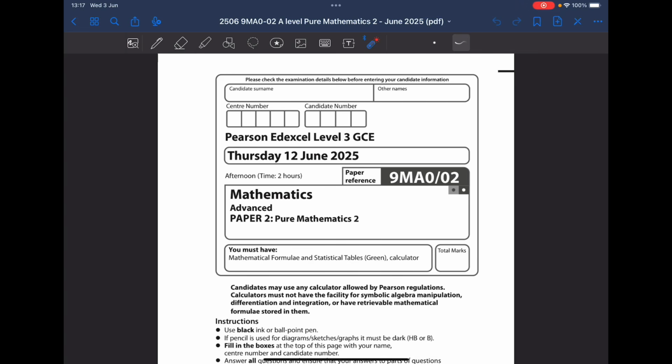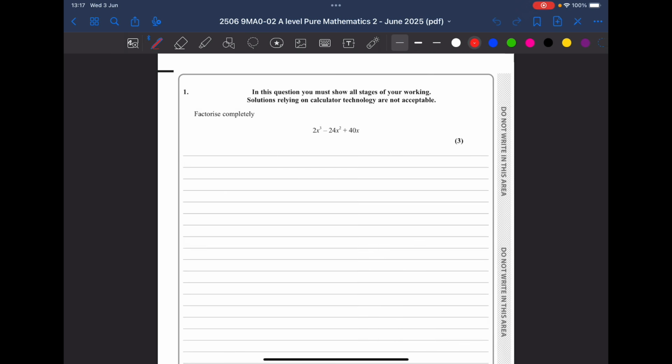Right, good afternoon. Today we've got paper 2 from last year's Edexcel A-Level Maths. Today's paper 1, so this should be posted by the time you get home from doing that one. So good luck on that. Let's have a look at this.